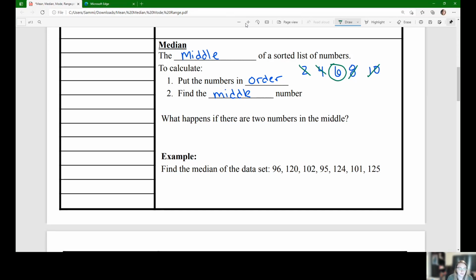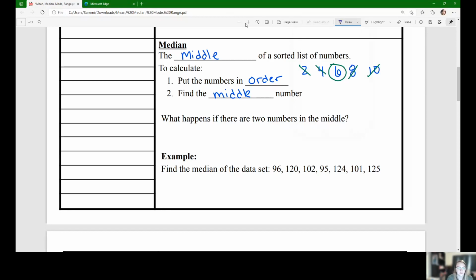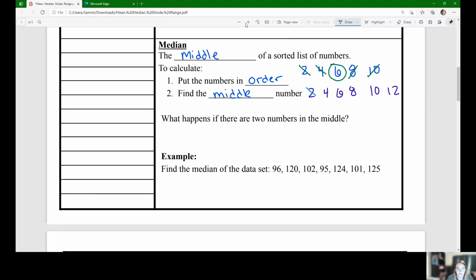There is something a little tricky though. Sometimes we'll get numbers where we have 2 in the middle. So if I have 2 numbers in the middle, let's do 2, 4, 6, 8, 10, 12. So now I have an even number of points here, right? I have 6 numbers. So when I start crossing them off, I cross out one on this end, one here, second one here, second one here. Now I have 6 and 8 right here in the middle.